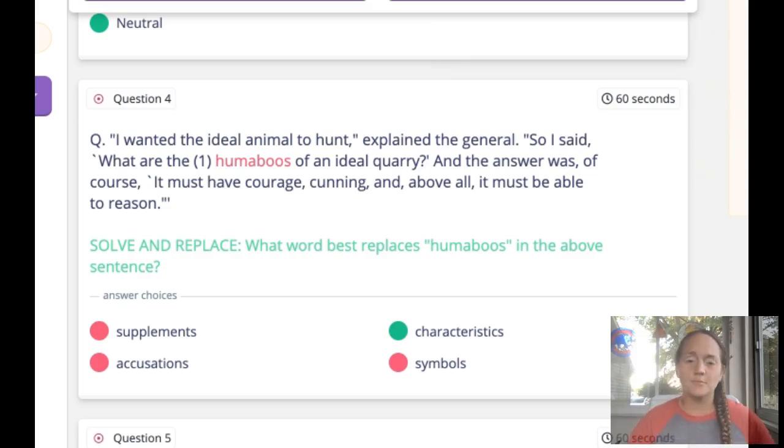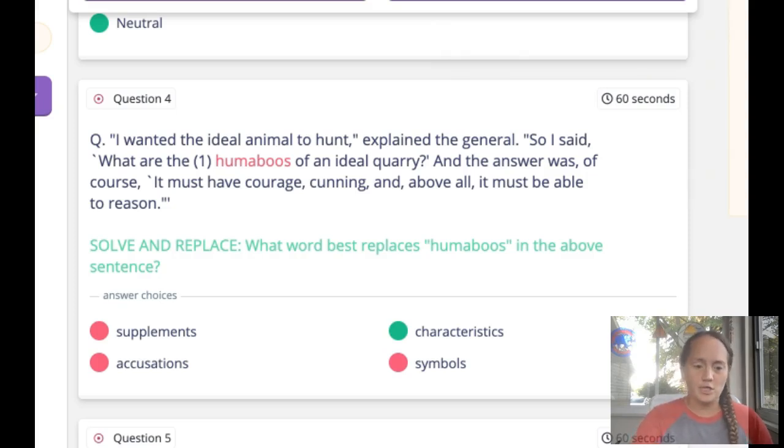So these are the steps you're going to walk yourself through when you don't know a word in a sentence. When you're playing the quizzes, it's not going to rank you based on how quickly you do the question. So just make sure you take your time on it. And if you need to reread a couple times, that is totally fine.